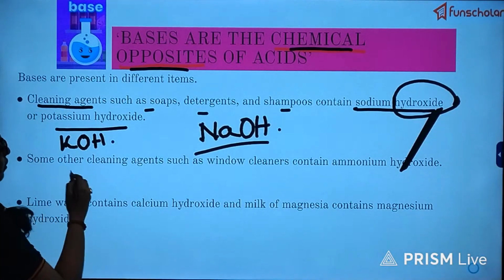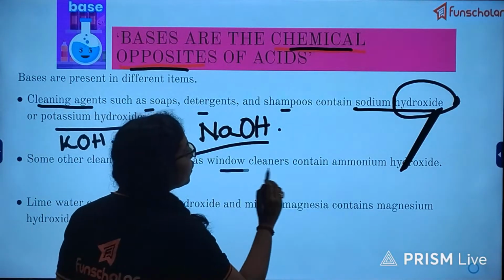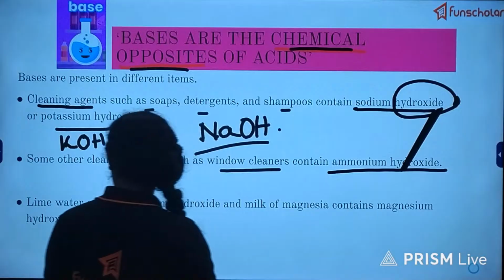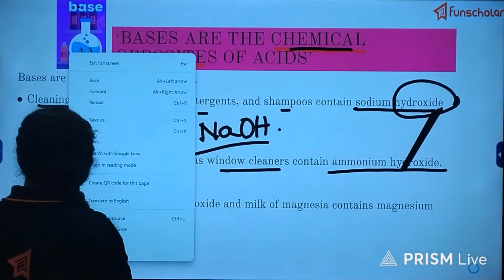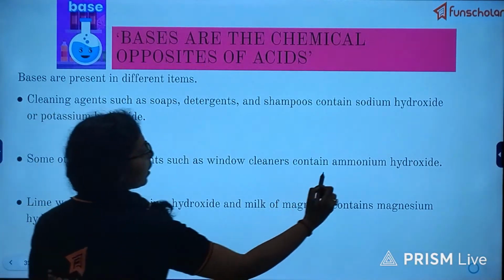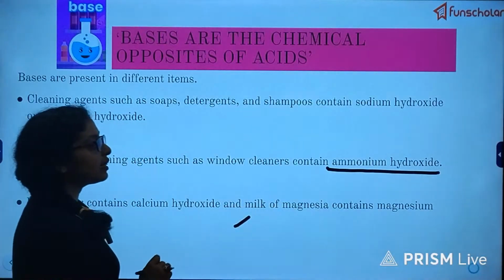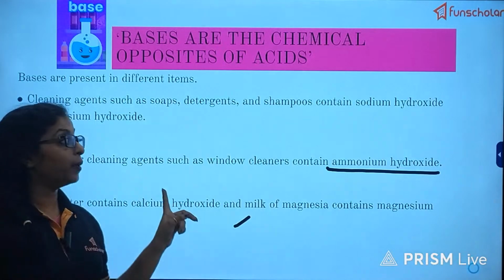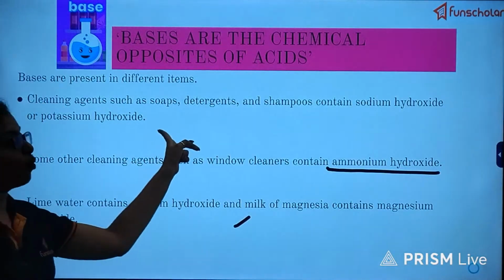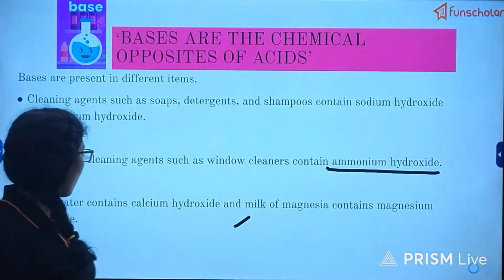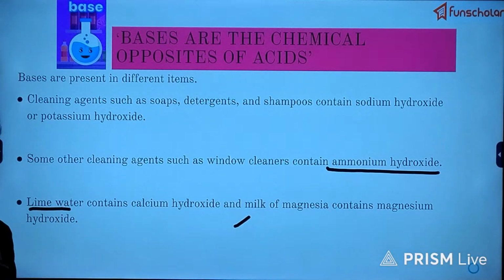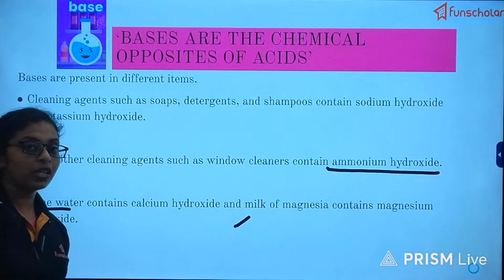Some other cleaning agents such as window cleaner contain ammonium hydroxide. Ammonium hydroxide is also another example of such a base, but the two bases mentioned before are stronger than this one. Lime water is quite a common substance, right?